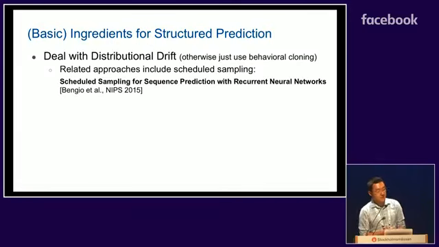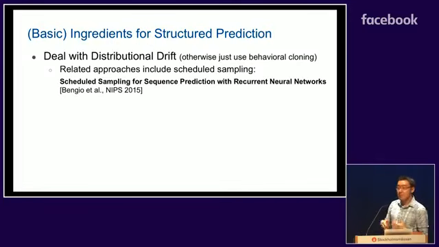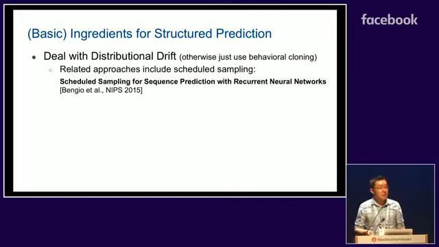So here are the basic ingredients. The key idea is that we want to deal with distributional shift. The distributional shift in this case is basically that whenever the policy makes a mistake, we need to learn to recover from the mistakes while we're doing inference in the structure prediction problem. This is related to other approaches that have been proposed recently, such as scheduled sampling.